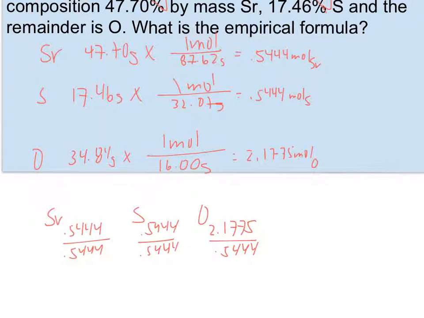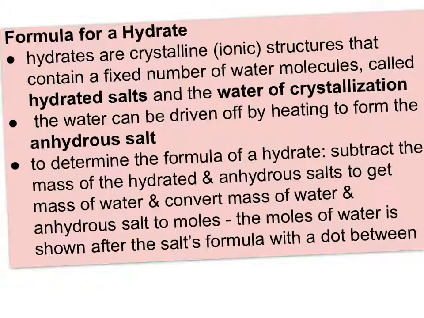So when I set up my formula, Sr is going to divide to just 1. Sulfur is also going to reduce to 1 since it's divided by itself. And then the 2.1775 divided by 0.5444, in my calculator, because I haven't done any rounding, I've got 3.999816. So I can round that to 4. So I've got SrSO4 as my empirical formula.